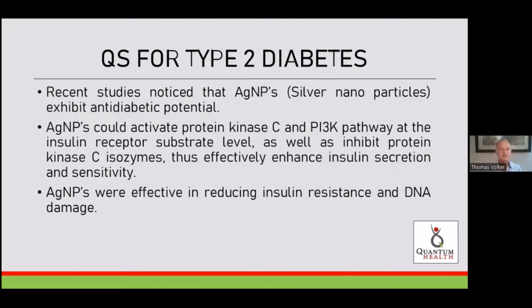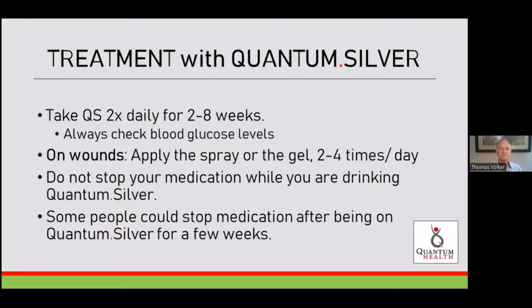So the nanosilver, which is written here as Ag, which is the Latin for silver, and the NP is nanoparticles. The silver nanoparticles were effective in reducing insulin resistance and also reducing DNA damage of cells in case of diabetes sufferers. So it's a very potent product to treat diabetes 2.